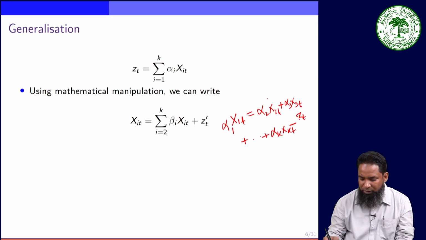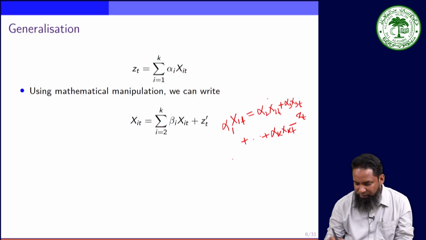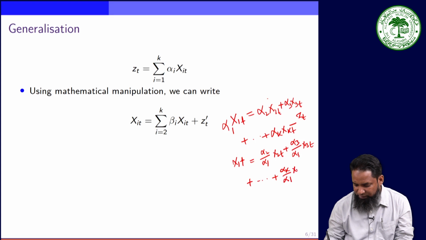Or if we take alpha 1 to this side, then we can write x1t is equal to alpha 2 upon alpha 1 x2t plus alpha 3 upon alpha 1 x3t. Similarly, we can write alpha k upon alpha 1 xkt plus zt upon alpha 1.